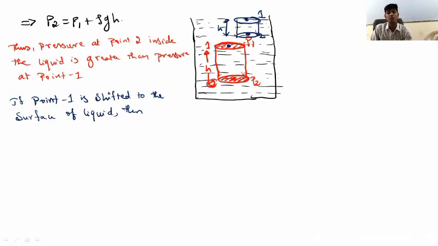Now can you tell me what will be the pressure at point 1? What is the pressure acting at point 1? If point 1 is shifted to the surface of the liquid, then P1 will be equal to PA, atmospheric pressure, correct?